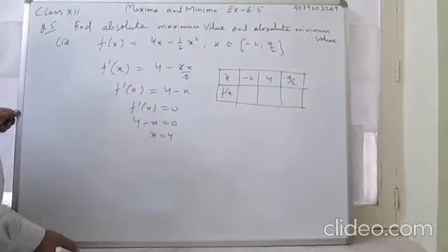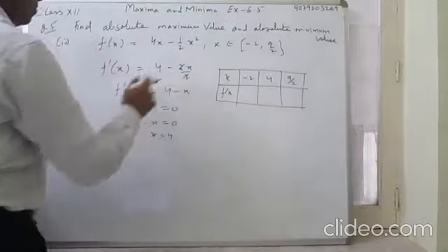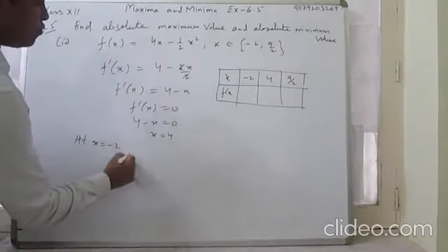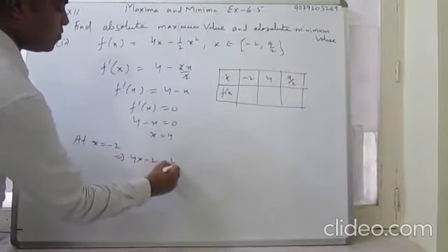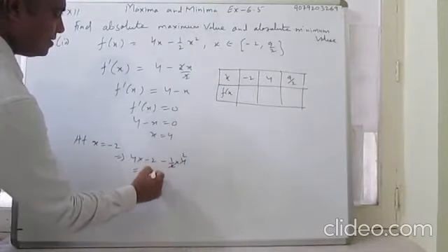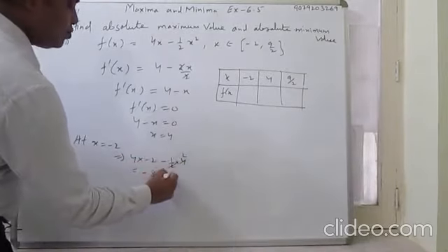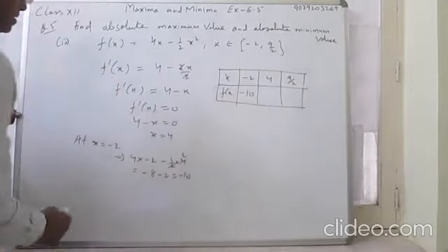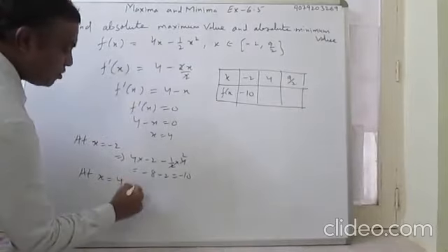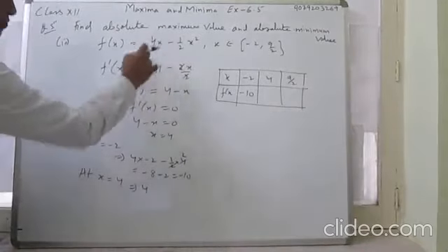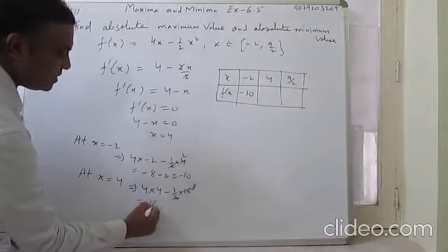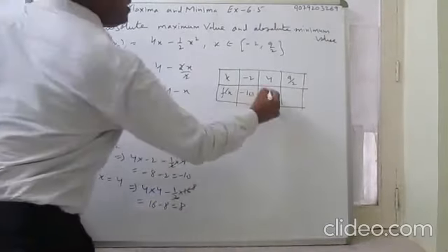Now find the value at x is equal to minus 2. Now at minus 2 the value will be 4 into minus 2 minus 1 upon 2 into 4, this is minus 8 minus 2, that is minus 10. At x is equal to 4, 4 into 4 minus 1 by 2 into 16, this will cut, 16 minus 8 is equal to 8, here it is 8.